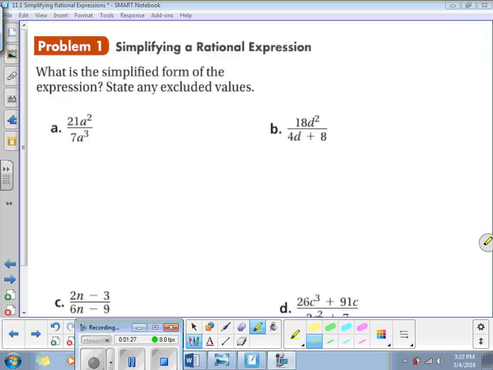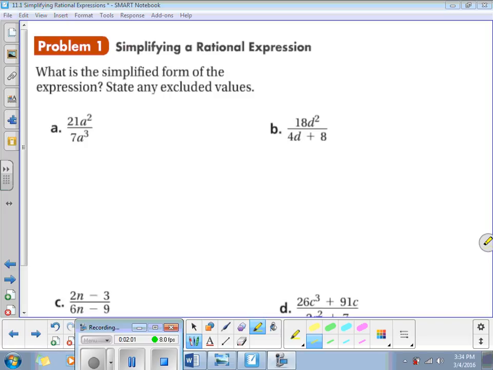Problem 1 is simplifying a rational expression, the same thing as simplifying a fraction. We want to know the simplified form of the expression, and we want to state any excluded values. We want to know what x, or whatever the variable is, cannot be equal to. First, I want to figure out what I can factor out of both the numerator and the denominator.